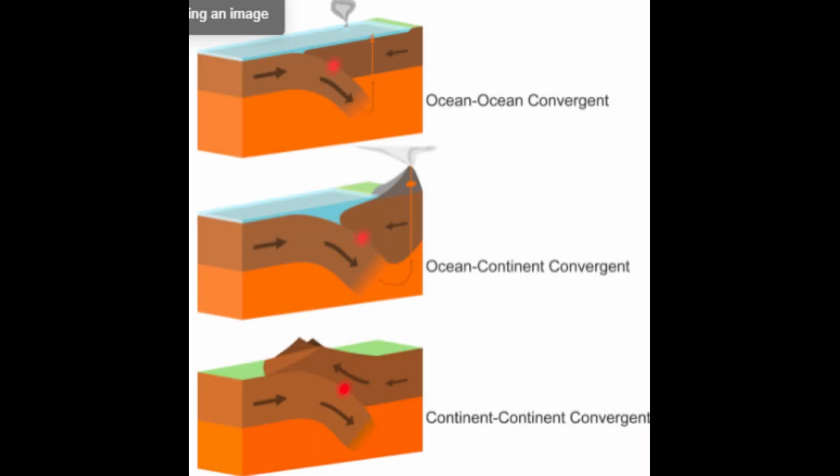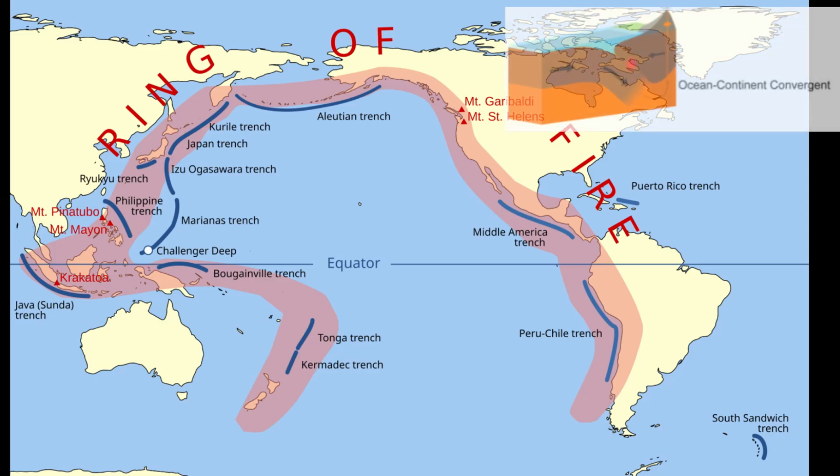The next type of boundary is the convergent boundary. These occur when two plates are pushed into each other, with the less dense plate subducting underneath the more dense plate. Most often, convergent boundaries occur between one ocean plate and one continental plate.